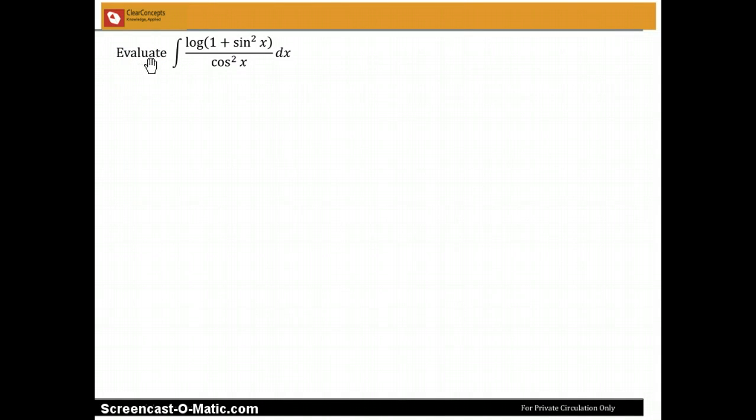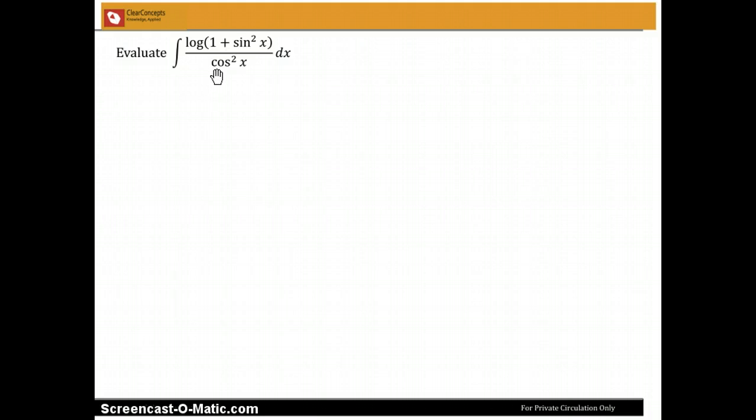Now, the first thing we have to keep in mind is that this is not a combination of trigonometric functions. Rather, it is a combination of a composite function, that is a logarithmic function of a trigonometric function in the numerator, and the cos squared x, which is a pure trigonometric function in the denominator.